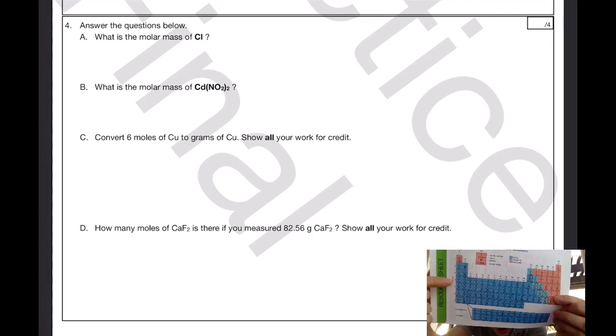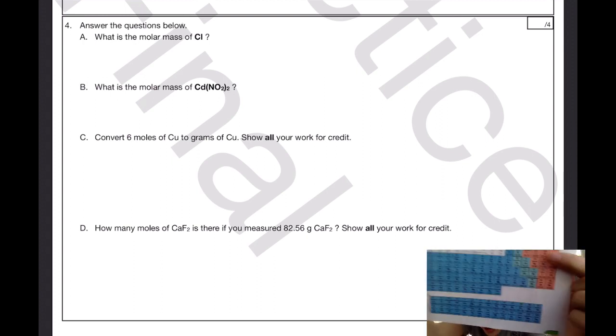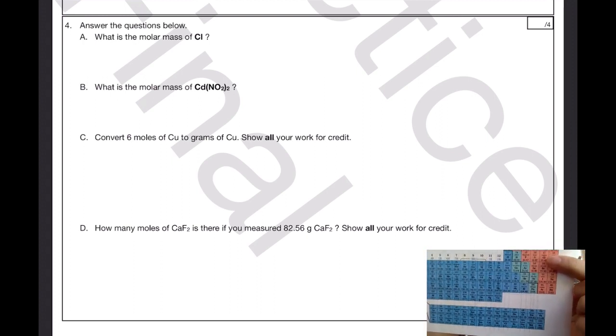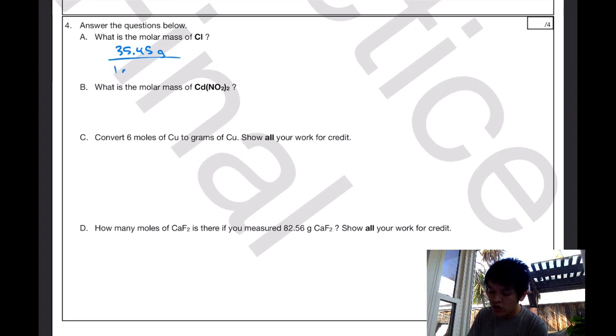It should be on the right-hand side of the periodic table. It's right here, and the number is 35.45. That very bottom number is the molar mass. The number you're getting tells you how many grams there are per 1 mole of that substance. So 35.45 grams per 1 mole of chlorine. The next one's a little bit more challenging. What's the molar mass of this compound right here?